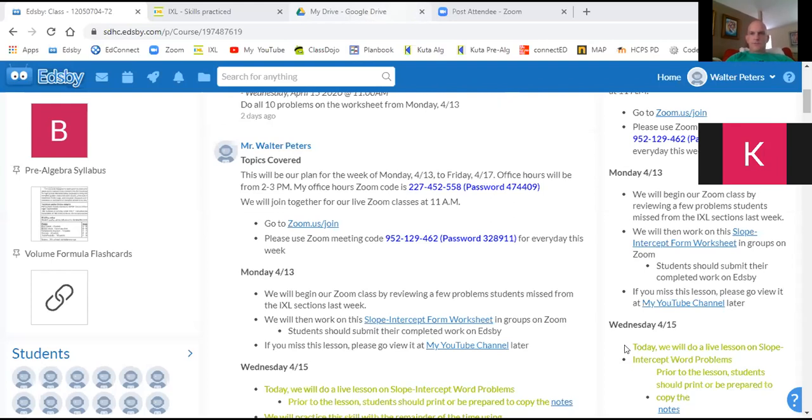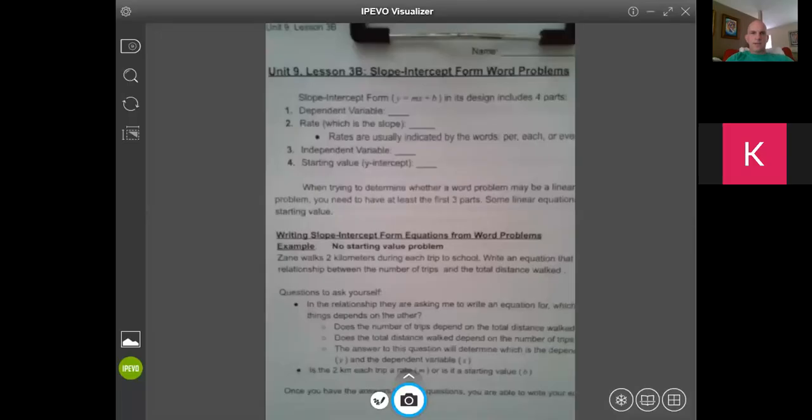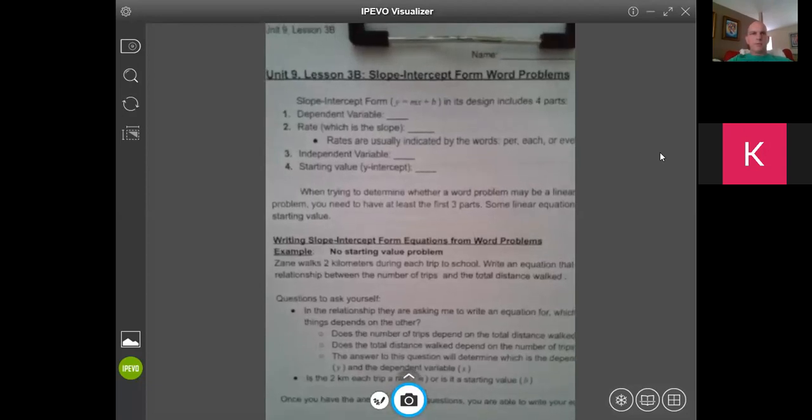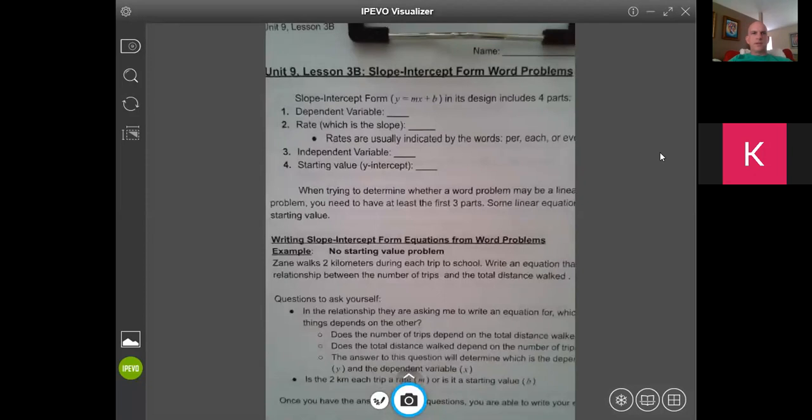All right, so these are our notes for today, and they are still related to our slope-intercept form. See if I can get this to focus a little better. Yeah, that's better. All right, so we're still looking at slope-intercept form, but we're looking at it with word problems and how to write that and how to recognize word problems in particular as being something that we could use slope-intercept for.